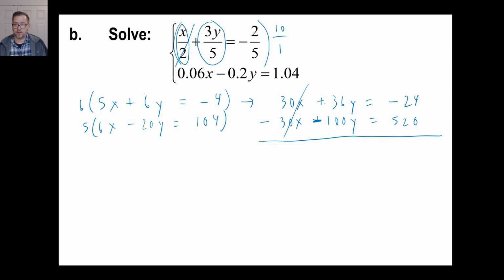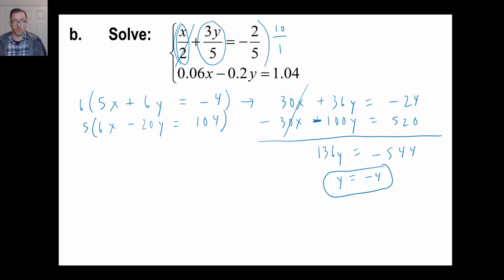Okay, so 36 minus negative 100 is the same thing as 36 plus 100. So that's 136y. Negative 24 minus 520 is negative 544. Now, 90% of people, or almost half, will know that 136y is divisible into negative 544. Well, forget the negative. How many times do you think 136 will go into 544? Okay, if you're not sure, you can just try it. And it ends up being 4. So y is going to be 4. Of course, there's a negative, so we'll call it negative 4. That's negative 4 is y.